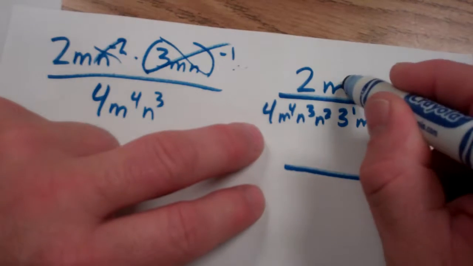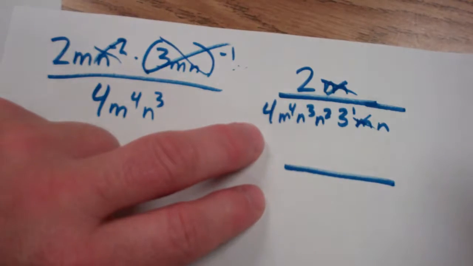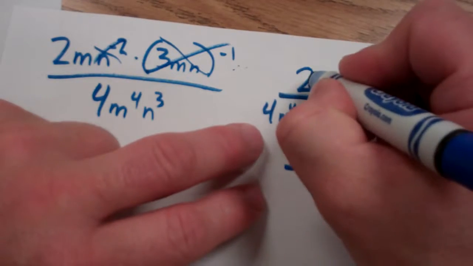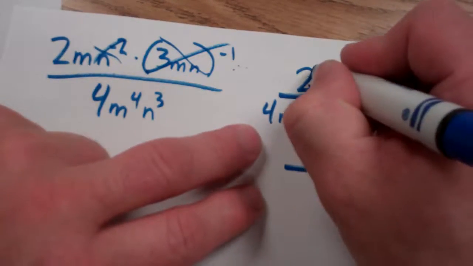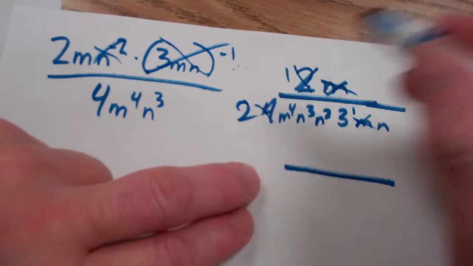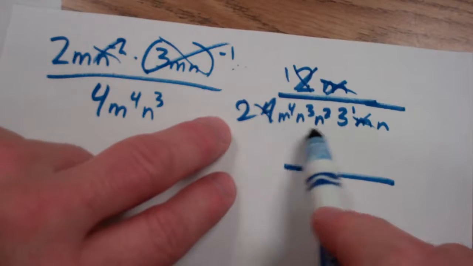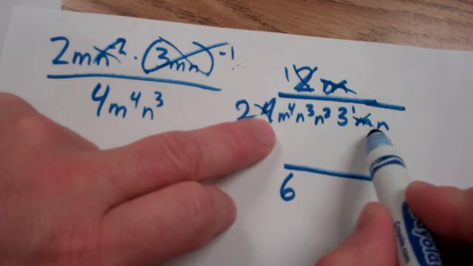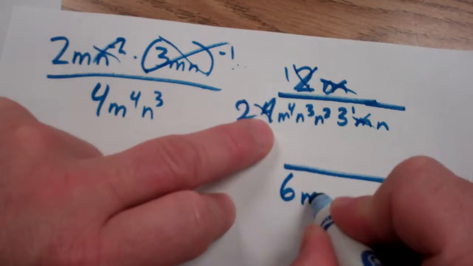This m will cancel out this m right there. I could simplify this 2 and this 4 because neither one of them has an exponent. So let me just make that into a 1 and a 2. Now, to simplify, 2 times 3 is 6 on the bottom. I have m to the 4th. Do I have any other m's? No. So I just have n to the 4th.